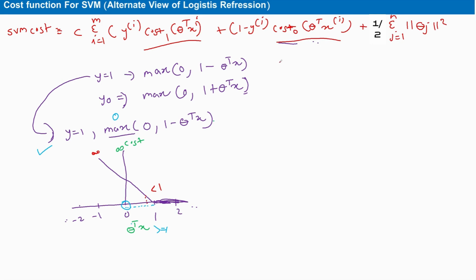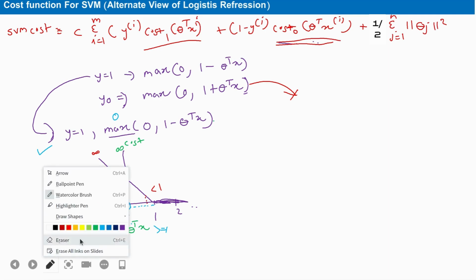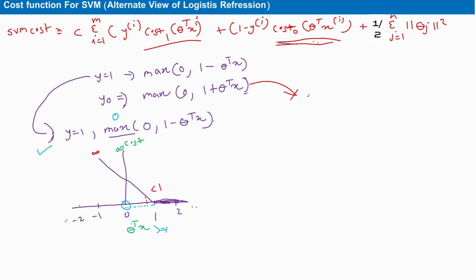In the same way for this other term, if we plot when y is equal to 0, the cost function is the max between 0 and 1 plus theta transpose x. What will happen in this case? If we plot this cost function when y is equal to 0, it will look like this.